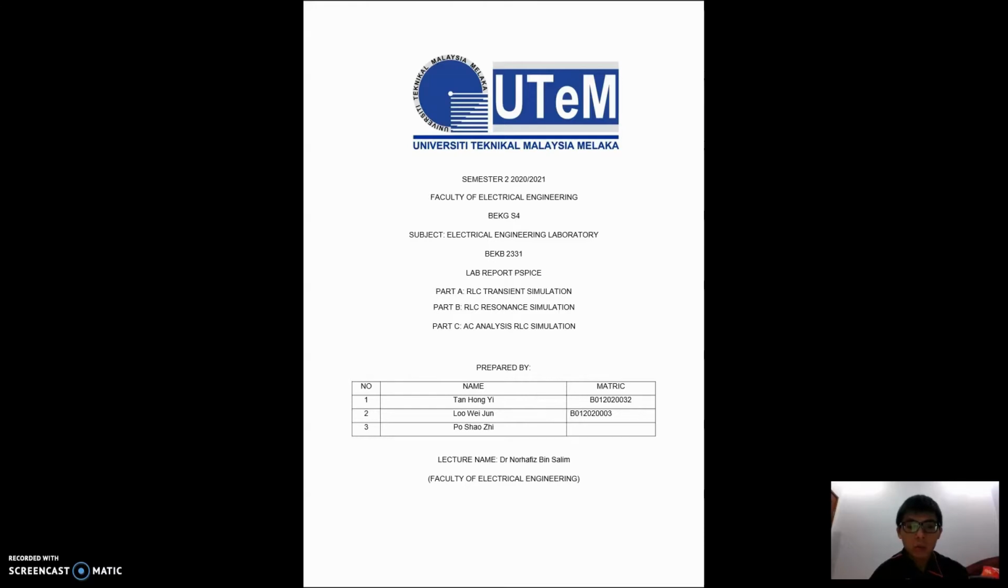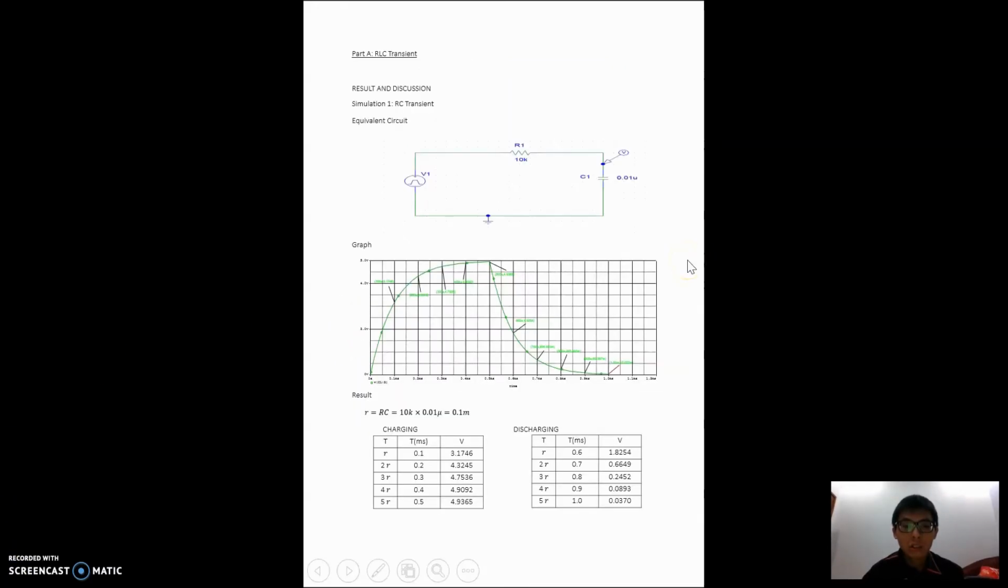Today I'm going to present and explain Part A of the Pspice Lab, which is RLC transient. First of all, this is an RC transient circuit. An RC transient circuit contains a capacitor, a resistor, and an AC voltage source. So this will be the graph for the voltage across the capacitor.